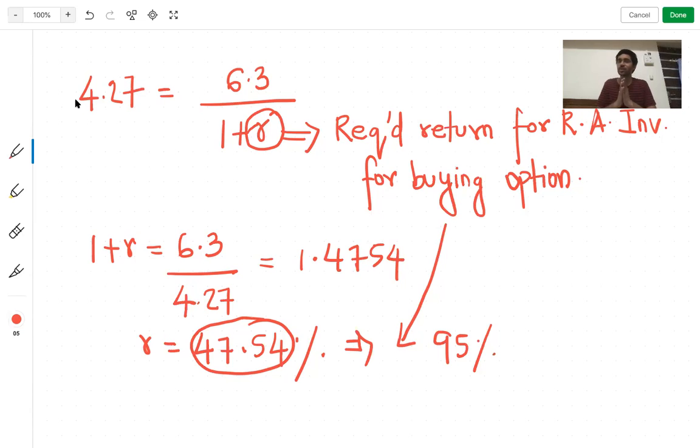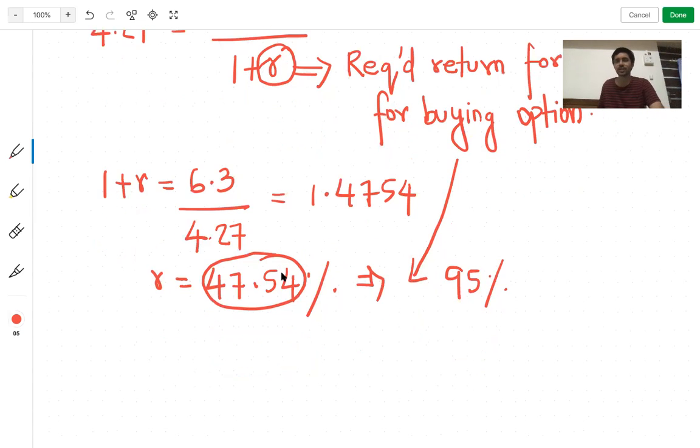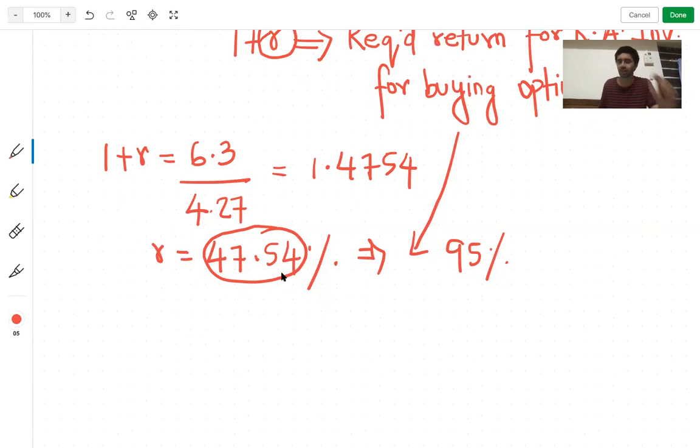Let's not argue that the option value we calculated using the other methods is incorrect. 4.27 is absolutely right. And then we backed out the discount rate, and the discount rate that we got was not equal to CAPM, which by itself explains that CAPM cannot be a discount rate for valuing options. So I think that is the thing I wanted to cover in this lecture.